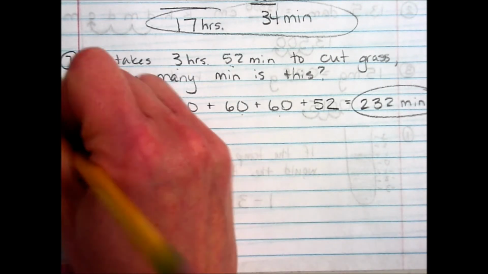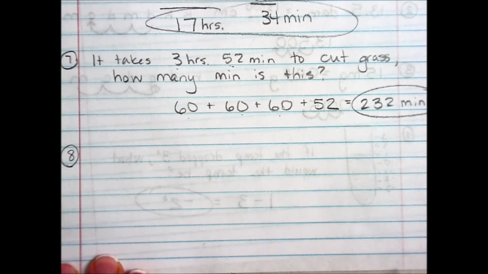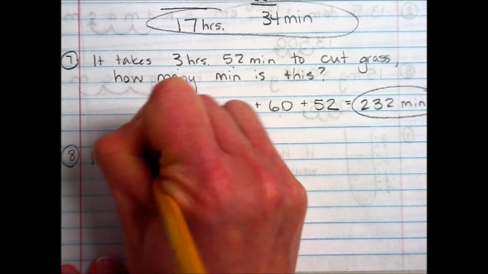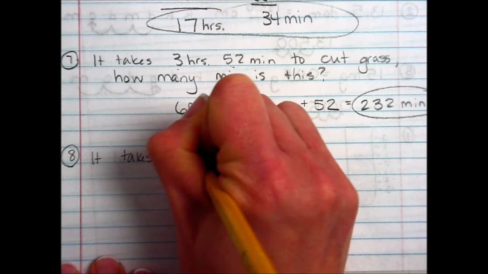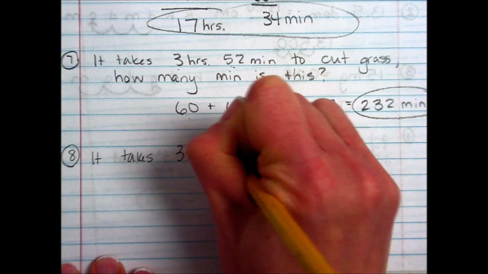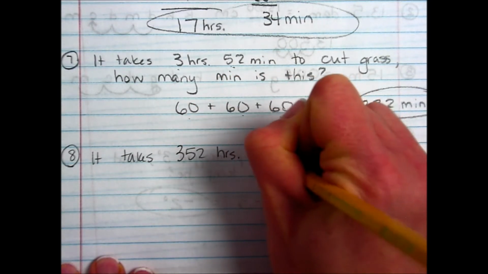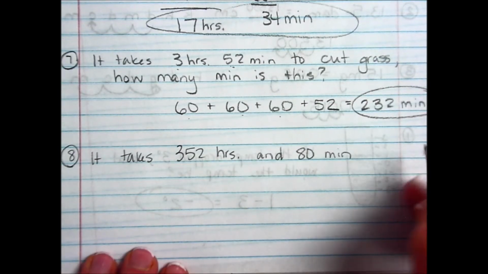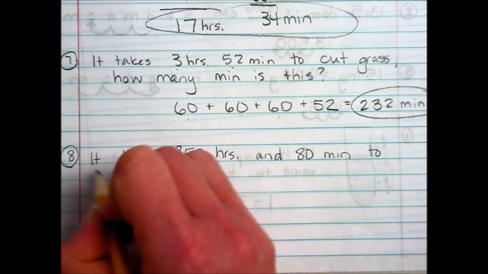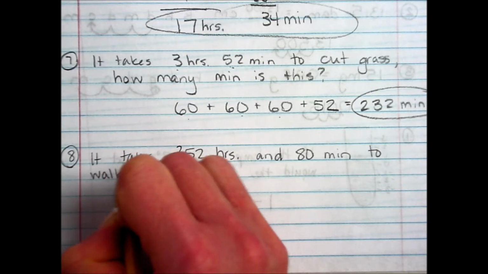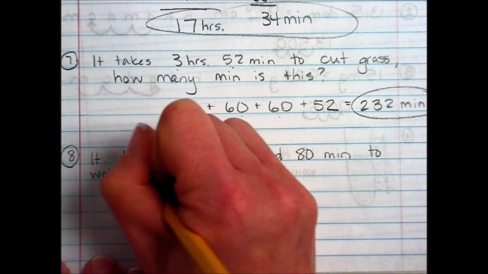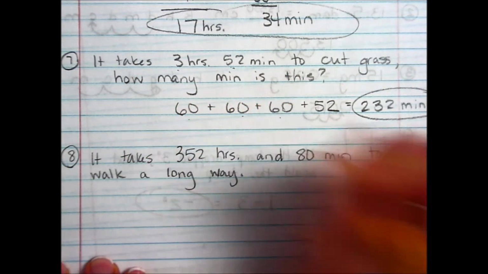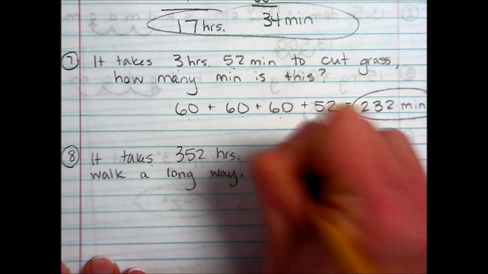And then they give you a day problem. So it takes 352 hours and 80 minutes to walk a long way. You'll be walking a long time. How many days is this?